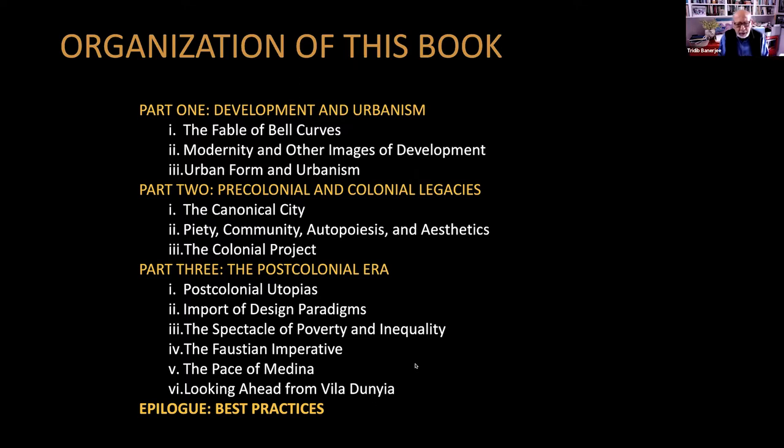The canonical city is about the traditional classical design of cities in Chinese and Indian cities, the pre-industrial, pre-modern urban form. The second chapter is a long title, Piety, Community, Autopoiesis, and Aesthetics. This is one of my favorite chapters because I think I was able to capture the essence of what is normally called the Islamic city. I didn't use the term Islamic city because it has become controversial, because some of the scholars from Islamic countries, so-called Islamic countries, have questioned the use of the term because of its really political, religious implication. Then finding the colonial project, which is the beginning of the colonial era.